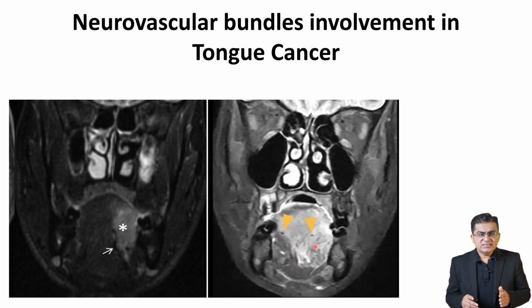This is a massive decision point because if you find that both neurovascular bundles are involved, your surgical plan changes drastically as the patient will now require a highly morbid total glossectomy.